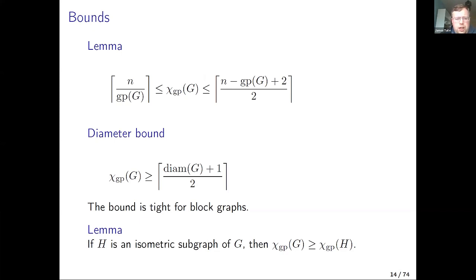And there's a lower bound in terms of the diameter as well, because any longest geodesic has the property that no 3 vertices on it can have the same color. Otherwise, we'd have 3 in a line. And so we need at least (the diameter plus 1) divided by 2 colors. It turns out that diameter lower bound is tight for block graphs, and you can show that by induction. Also, if we have an isometric subgraph H of G, then the GP chromatic number of G is bounded below by the GP chromatic number of H.